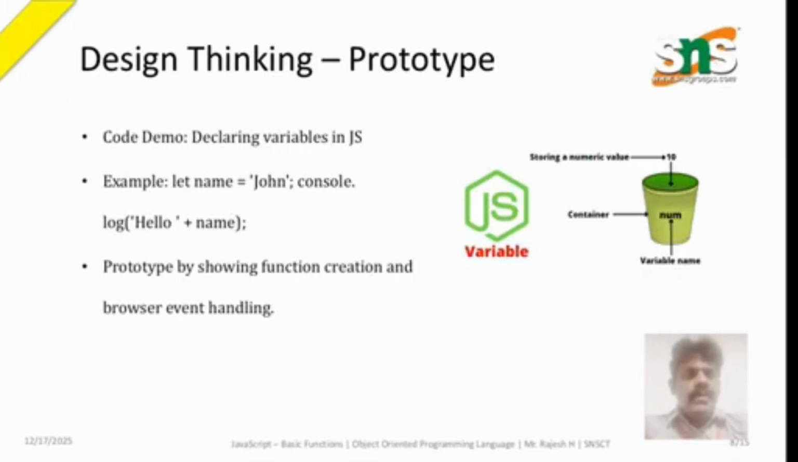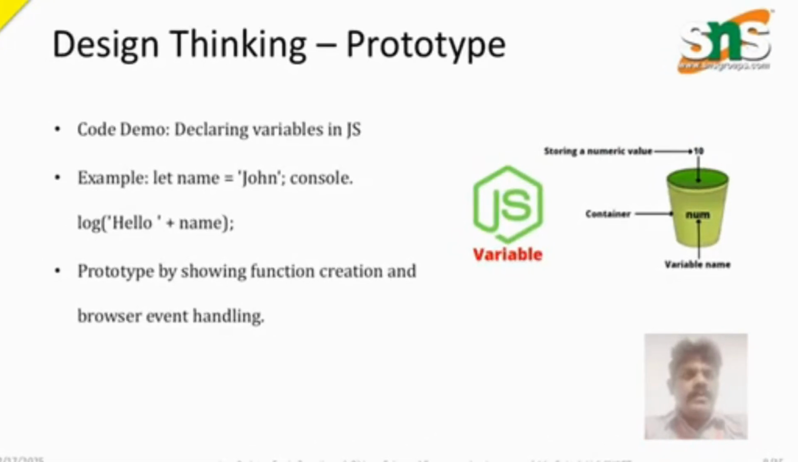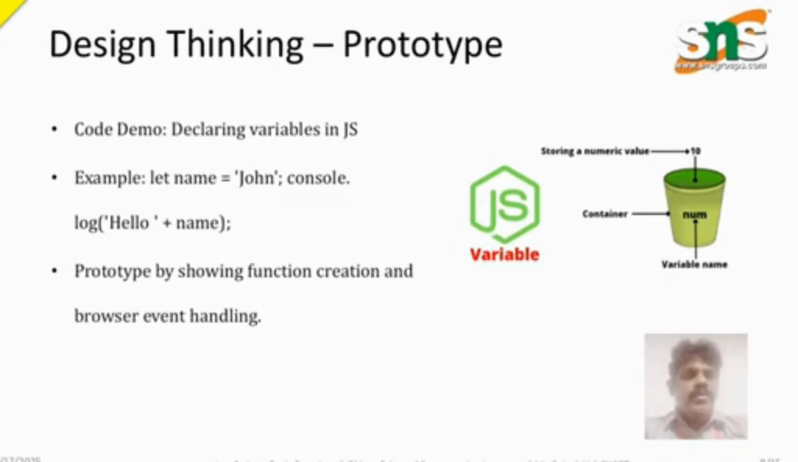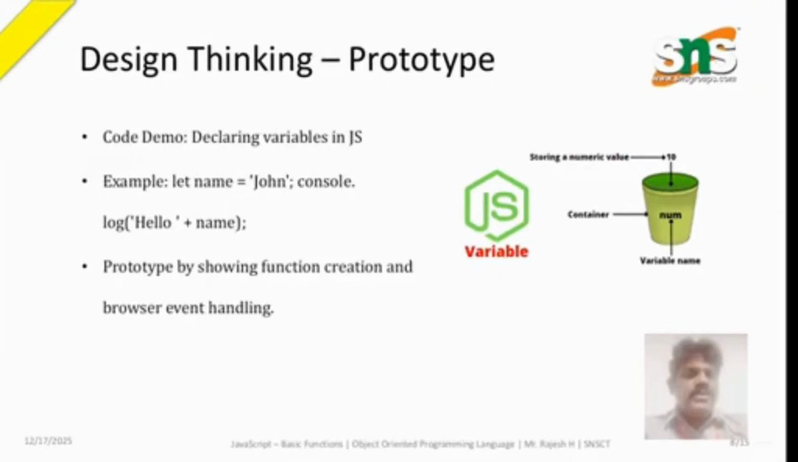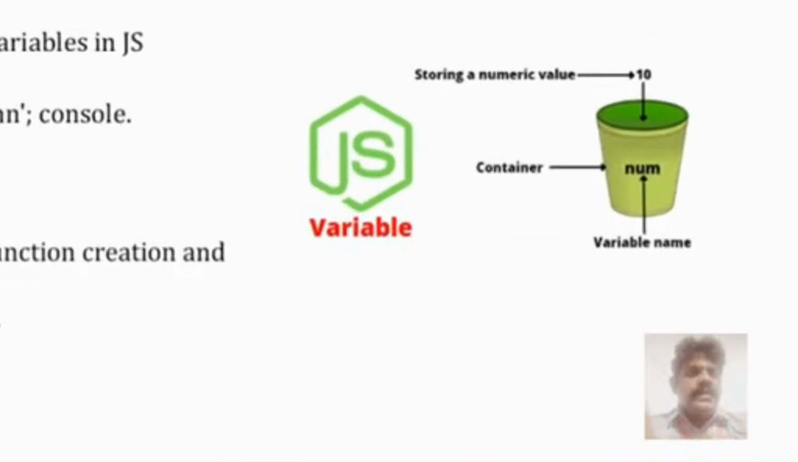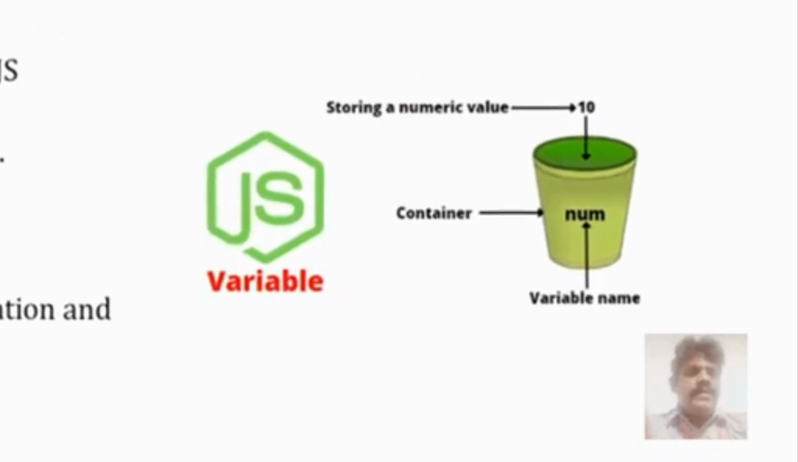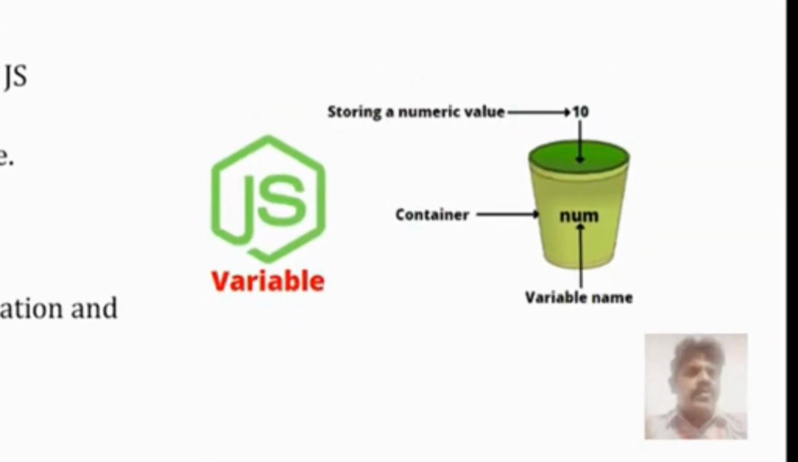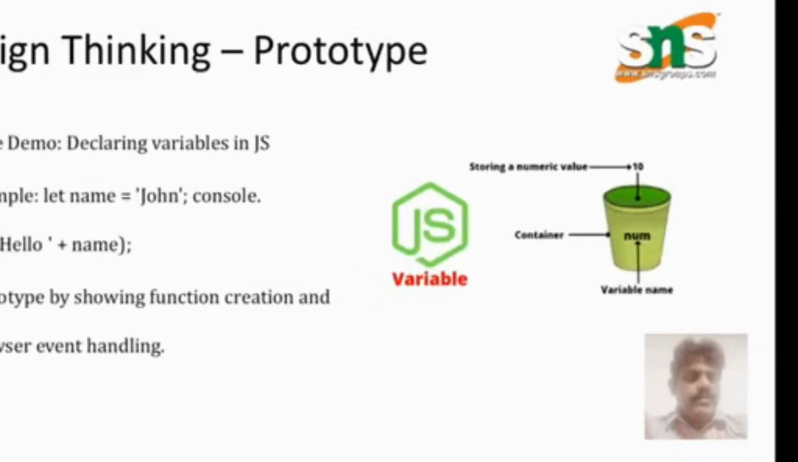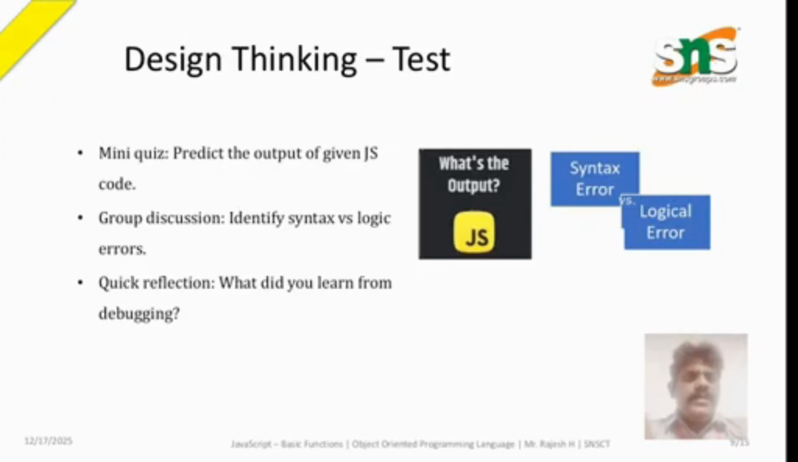The prototype for this problem is to create a coding demo by declaring some variables in JavaScript. For example, let us assign the string John to the variable name, and print that name with the word hello. The prototype also shows function creation and browser event handling. The variable acts like a container, holding the value 10 in the variable num. The design thinking test is to identify the syntax error and logical error.